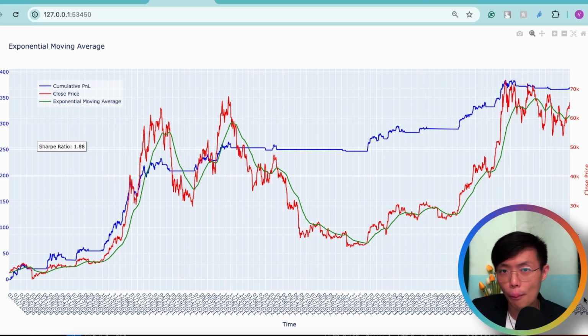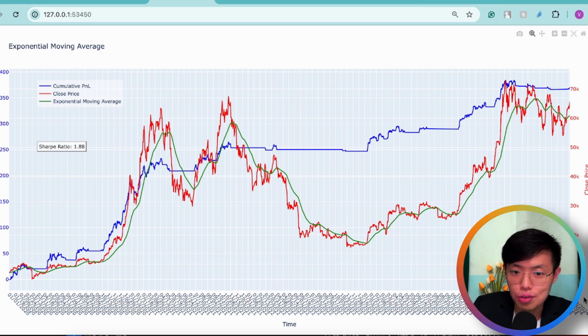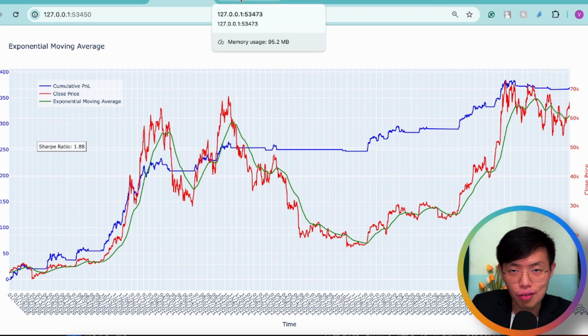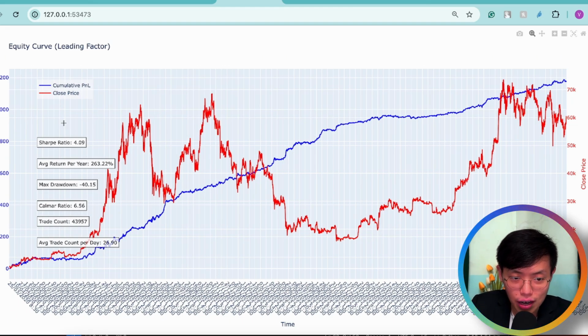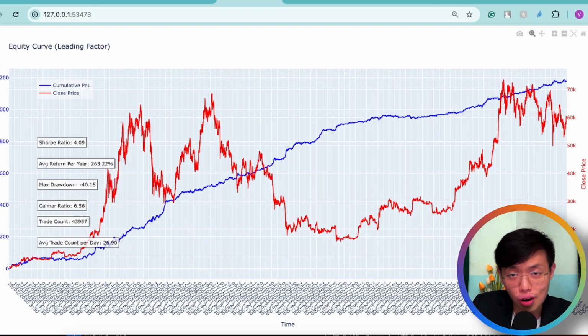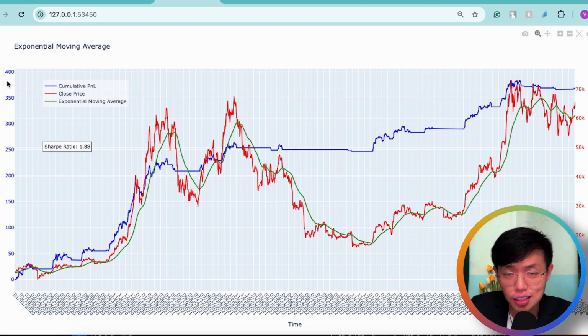But what if we compare it to leading data? One of the leading data I'm using right now to trade is the premium index, and this is the backtest result. We can get a Sharpe ratio of 4 and a result of x12, compared to lagging data where we only get around x4. So we can see the difference.